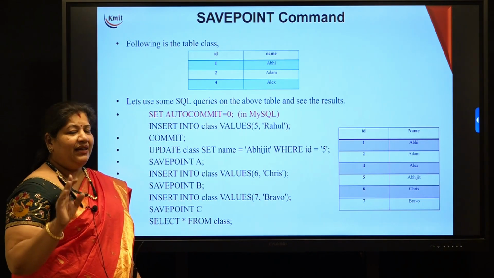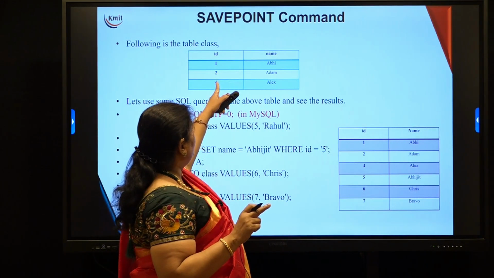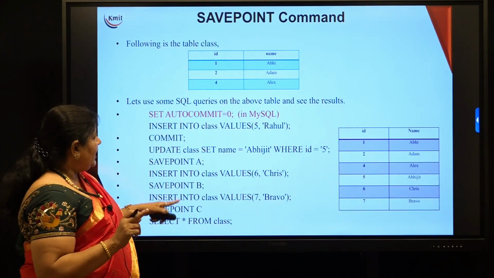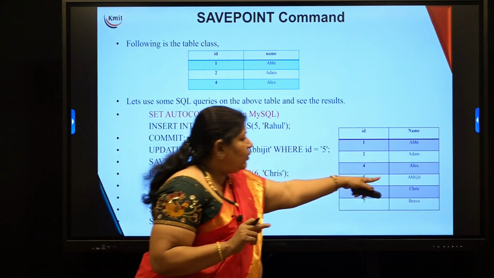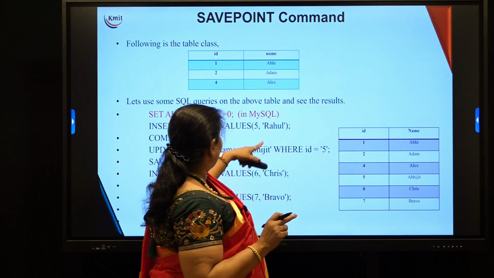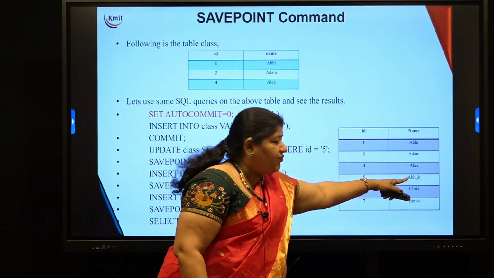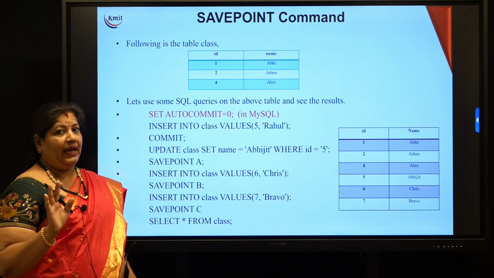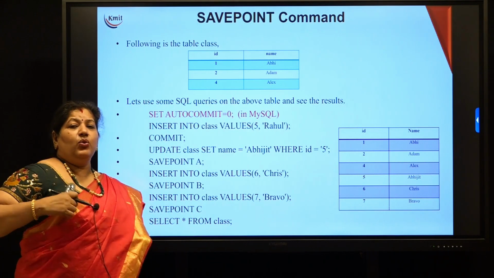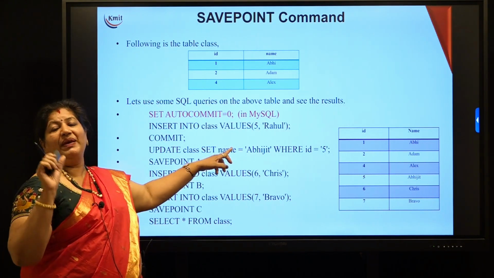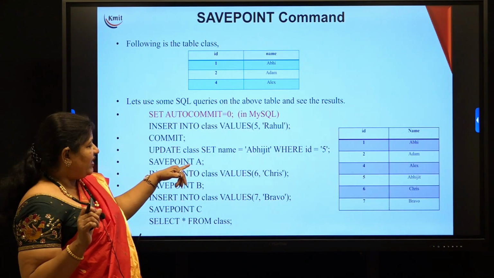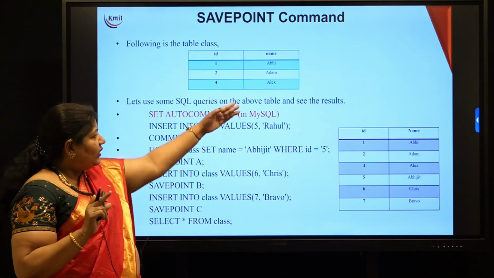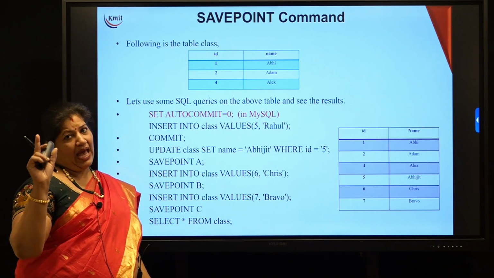Now what do you understand? Up to this point, records 1, 2, 4 and 5 are made permanent in the database because there is a commit. Next, I update the name Rahul to Abhijit. See the difference. Now I am setting that as savepoint A. If I do a rollback, this change will also be cancelled. If I roll back up to savepoint A, then the change to Abhijit will be there, and I will be able to commit so that Rahul's name being changed to Abhijit is made permanent.